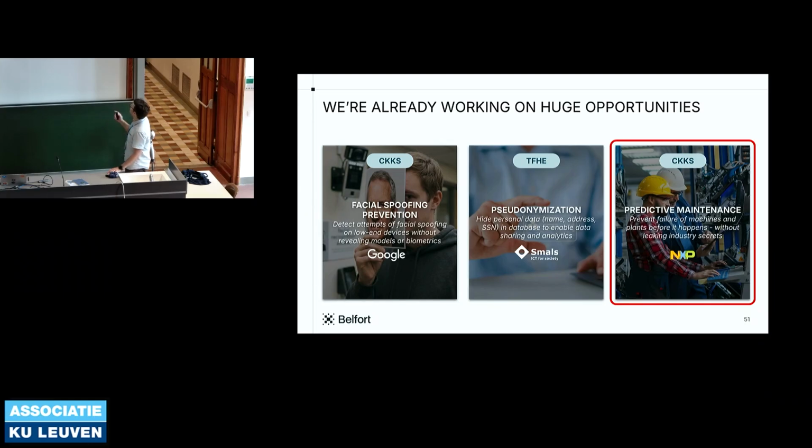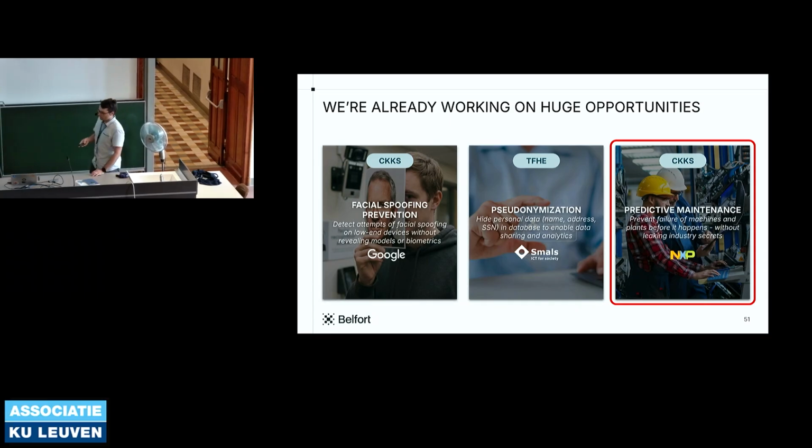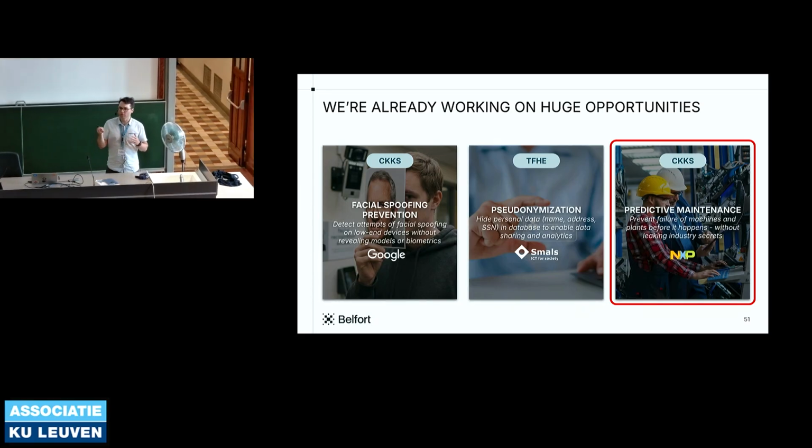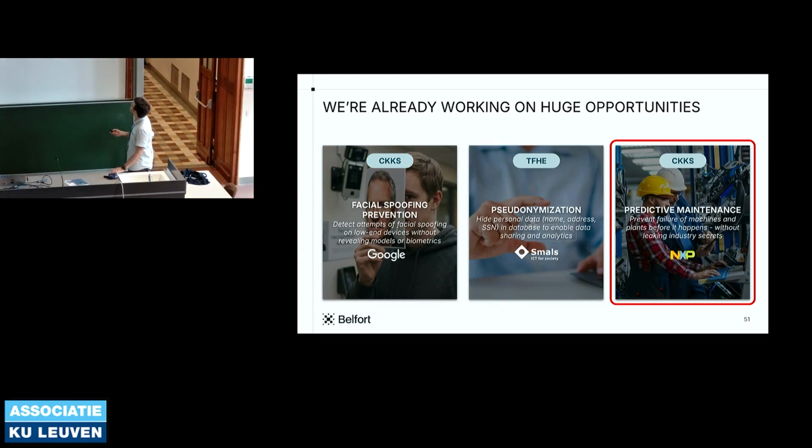And finally, the one that I want to dive into is another one with CKKS, and it's for predictive maintenance. For those of you who haven't heard of predictive maintenance, you can imagine a large operator that has many machines that require maintenance, and you would like to know which machine should I repair, which machine needs maintenance before it breaks down, right? Because the cost of breaking down could be very large, and then you need to replace it instead of repairing it.